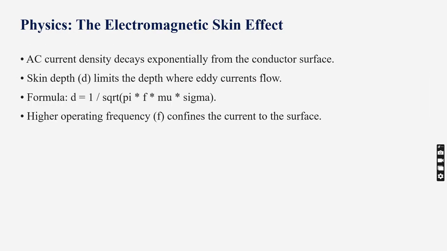Okay, now the next slide explains the electromagnetic skin effect. An important physical constraint in electromagnetic testing is the skin effect. Alternating currents do not distribute uniformly. Instead, the current density decays exponentially from the surface inward. The skin depth, denoted as delta, represents the depth at which the current density drops to approximately 37% of the surface value.